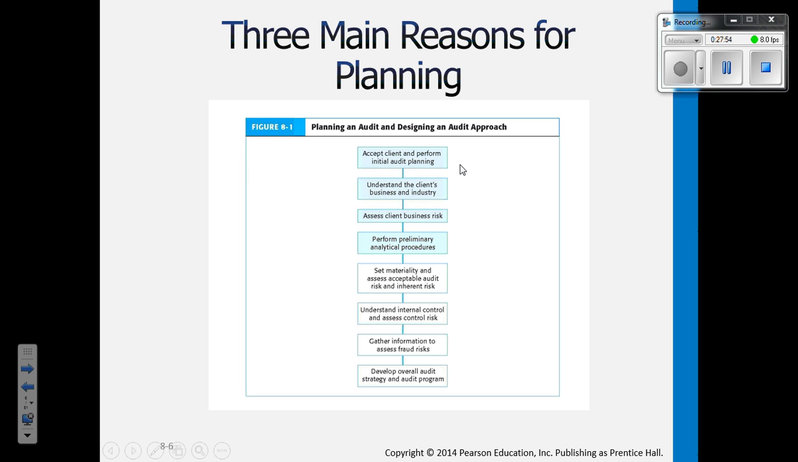Having really good internal controls, I can make things better and reduce my inherent risk. And then there's one other thing I can do. By the way, to do the internal controls, I developed an understanding of the internal controls. And what am I going to do with that? I'm going to assess the control risk. This is a preliminary assessment of how good the controls are or aren't.